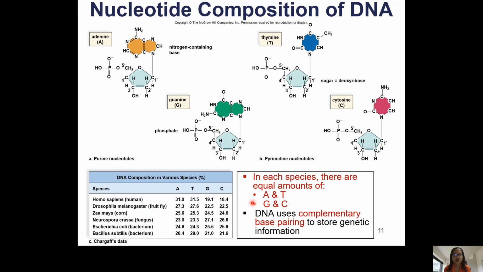DNA stores the genetic information in the nitrogenous bases, and those nitrogenous bases are complementary to each other, but only A with T and G with C. That's why you learned in high school that adenine is complementary to thymine, and guanine is complementary to cytosine. This was the proof from Chargaff's experiment.